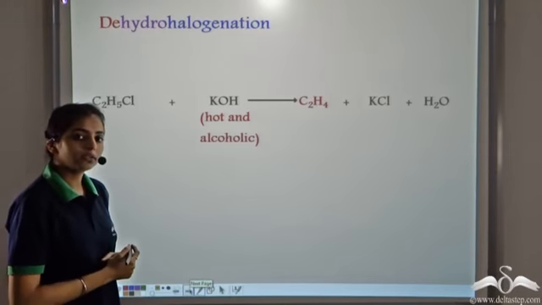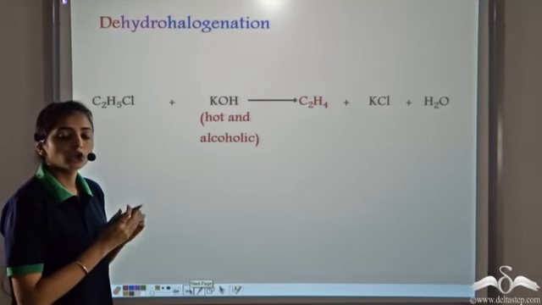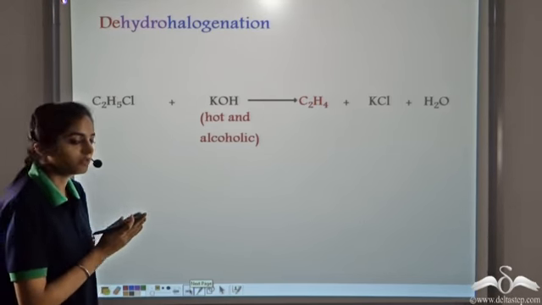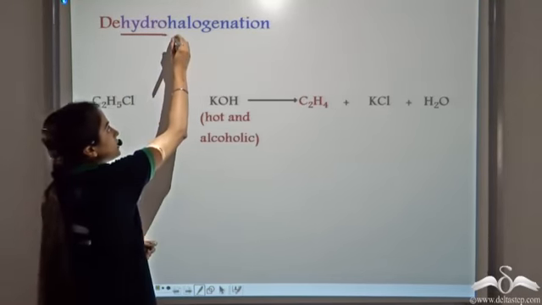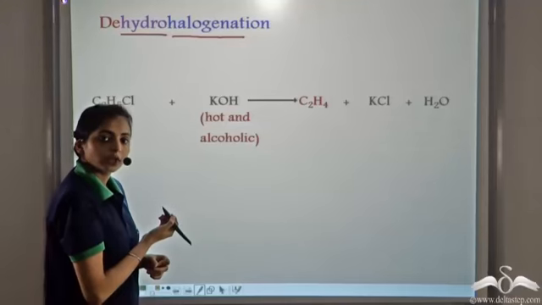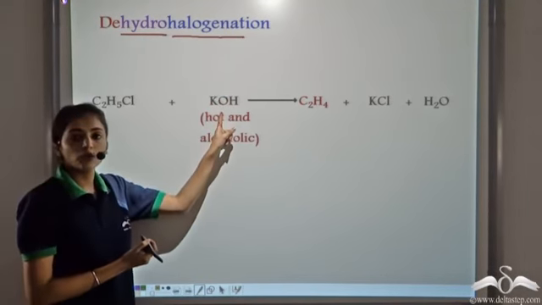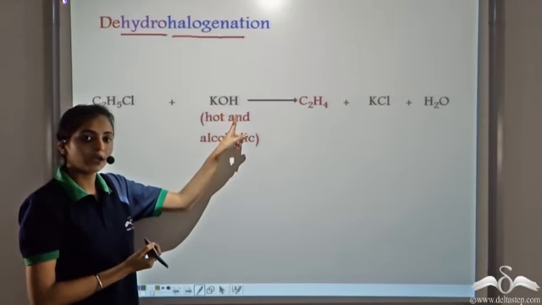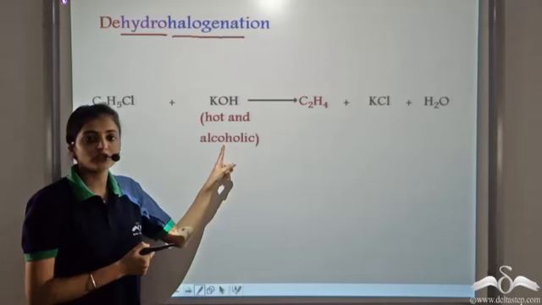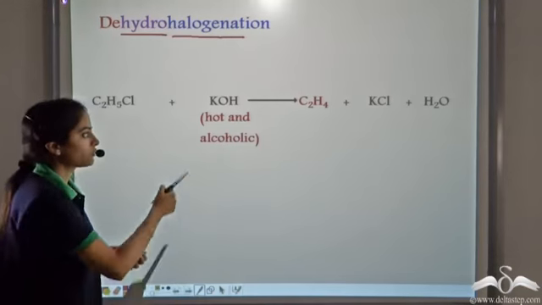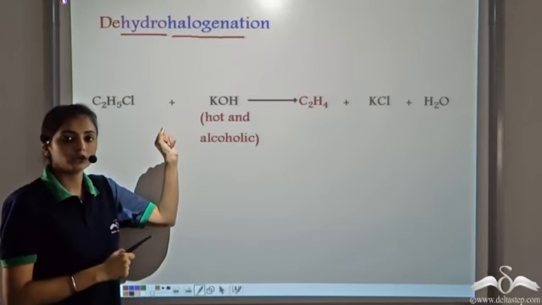Let's look at another method. This method is known as dehydrohalogenation. Now, from dehydrohalogenation, we know it means the removal of hydrogen and the removal of halogen. So, we take a compound C2H5Cl and we use KOH. Now, this potassium hydroxide is taken in the hot and alcoholic form. This is a very special reagent in organic chemistry. So, when it is taken in the hot and alcoholic form, it is used for dehydrohalogenation.